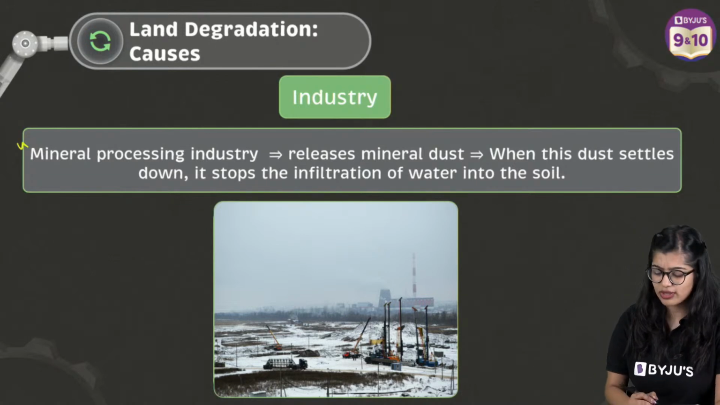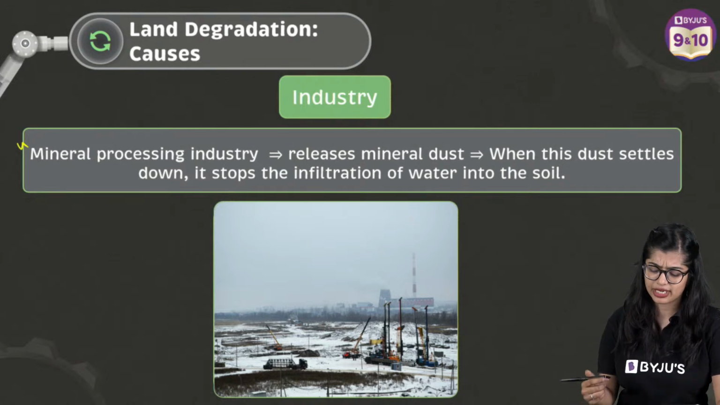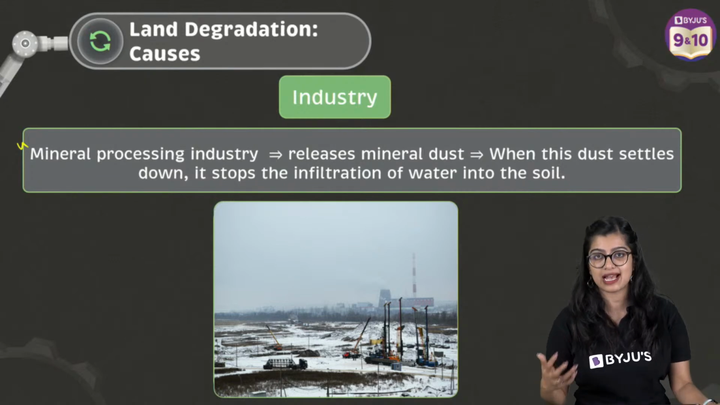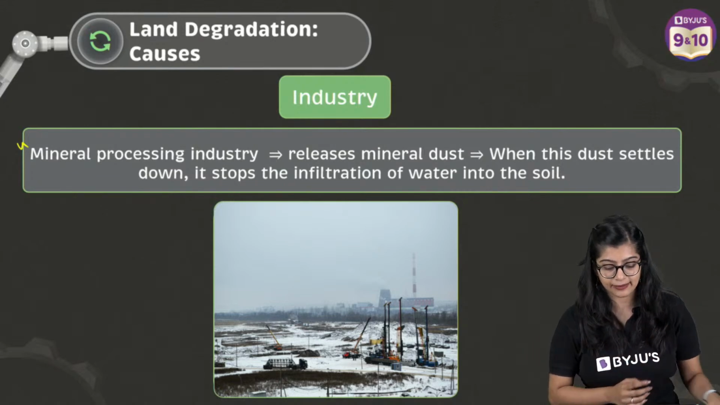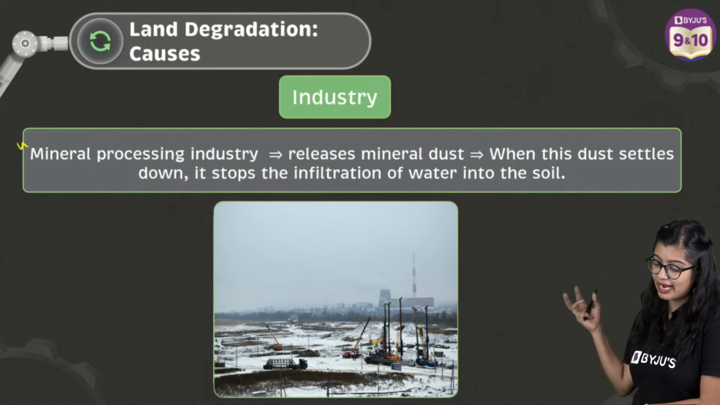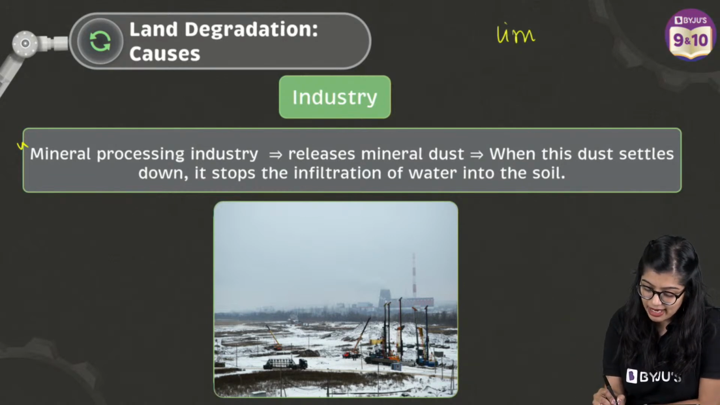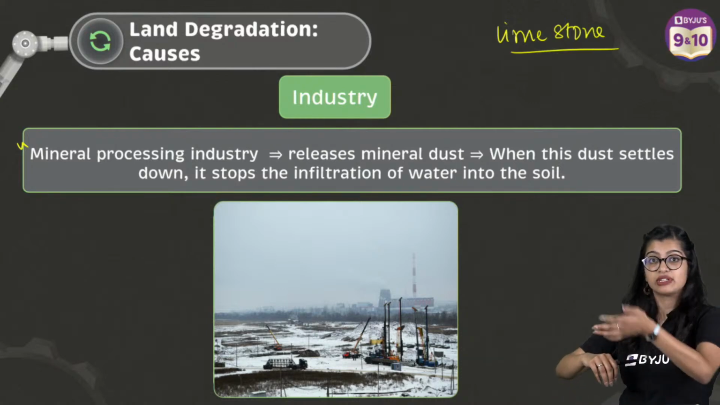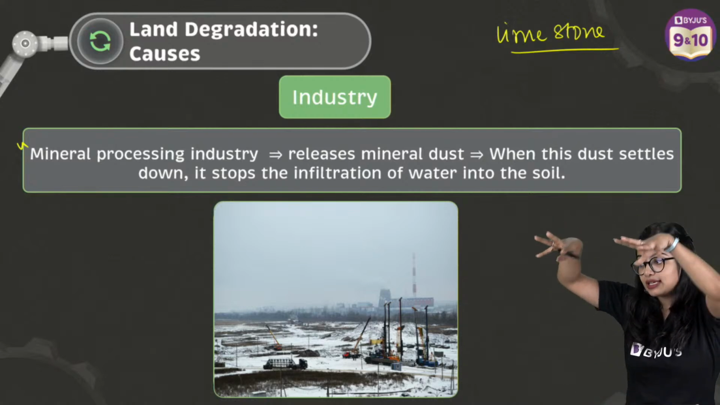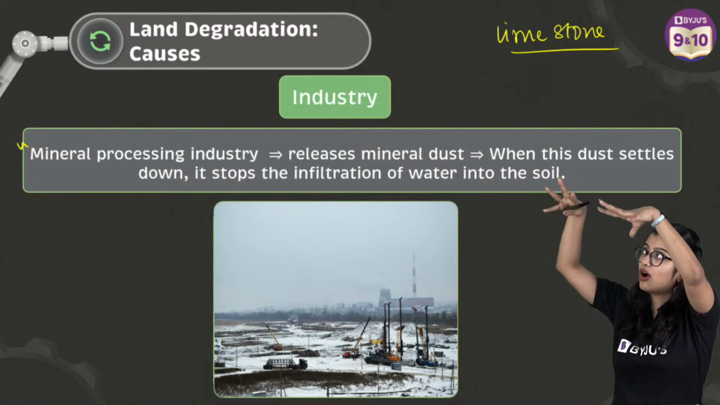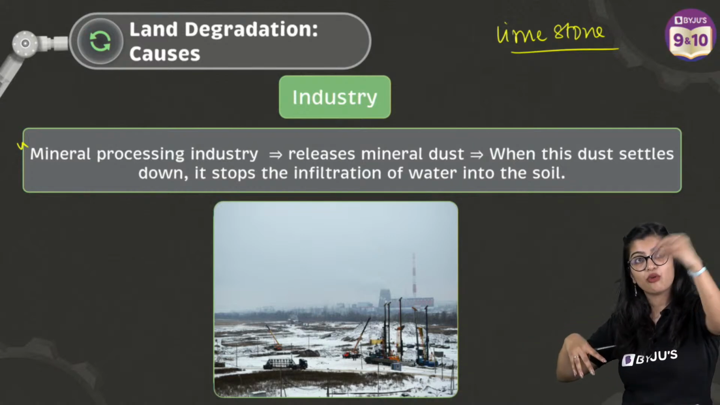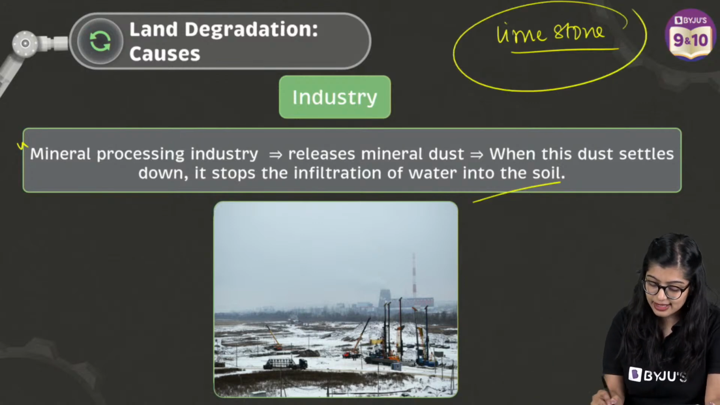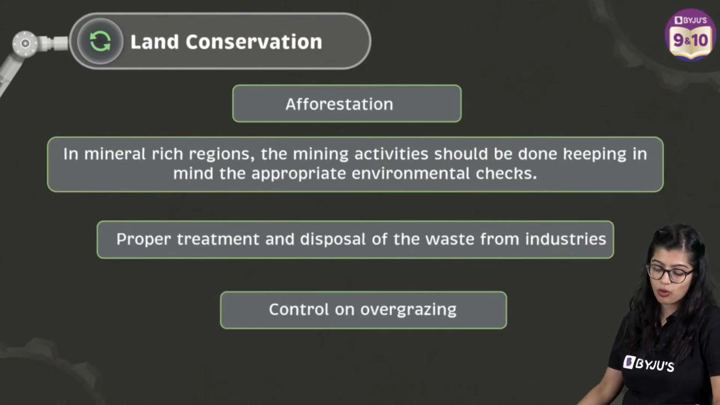Then of course, in certain industries like mineral processing industries, when the mineral is extracted, they can't use it as it is, so it undergoes some processing. Especially in grinding of limestone, as in the cement industry, a lot of dust gets generated, and all this dust ends up settling on the soil. When this dust settles on the soil, can water percolate through the soil? Absolutely not. So it affects the percolation of water as well.